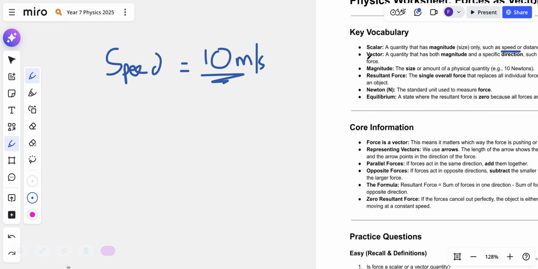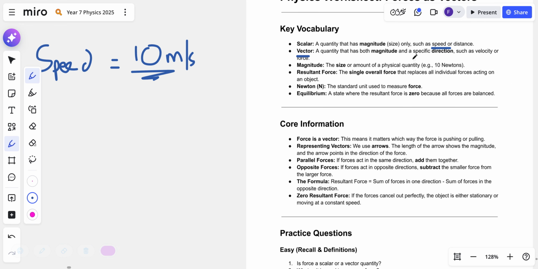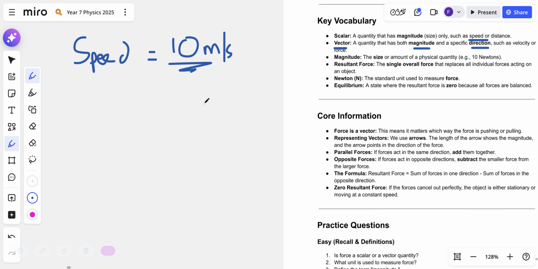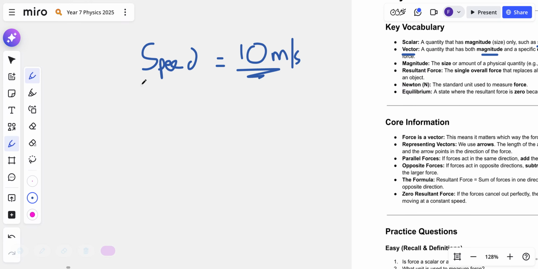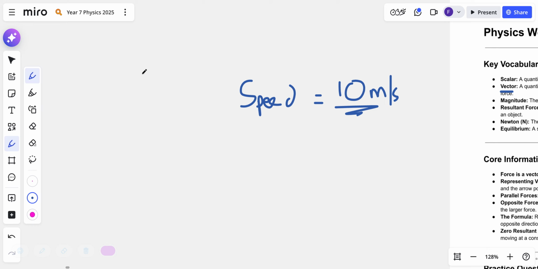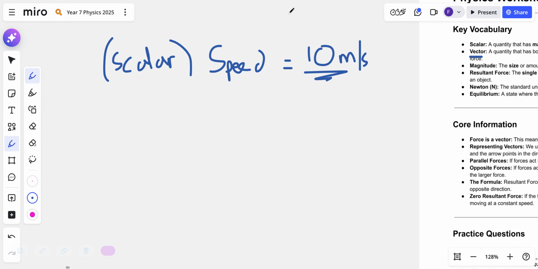Now, a vector gives you magnitude and direction. So if we knew the direction in which we're moving, it would no longer be speed. Let's put this as an example of a scalar. Okay. So speed is a scalar because you only know how fast you're going. That's it.